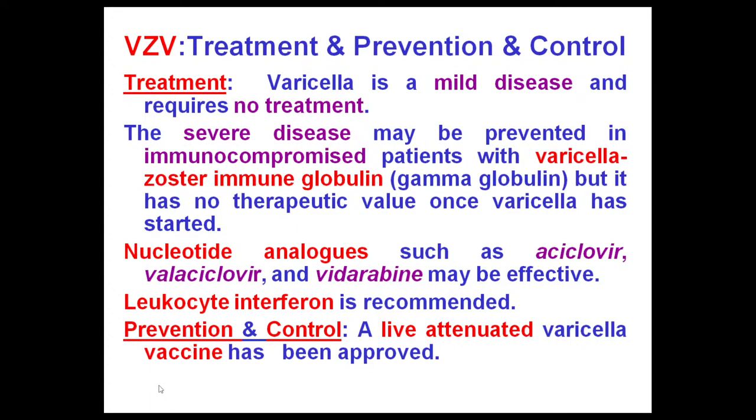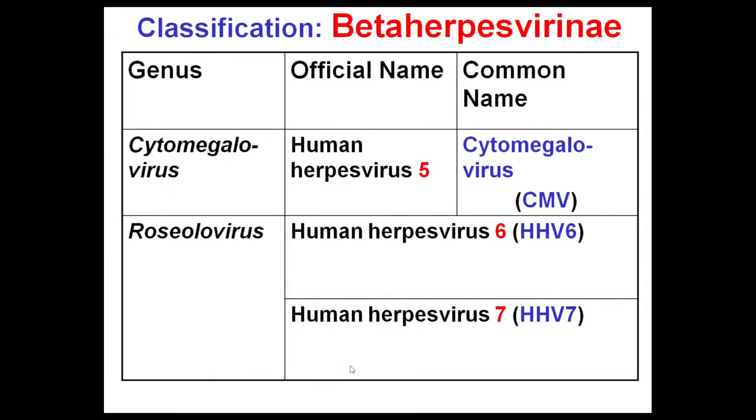To prevent primary varicella zoster infection, a live attenuated varicella vaccine has already been approved worldwide. But if the disease occurred naturally, the vaccination cannot prevent the reactivation of the virus and shingles development. Okay, we finish with the first subgroup and we take a look at the second one.